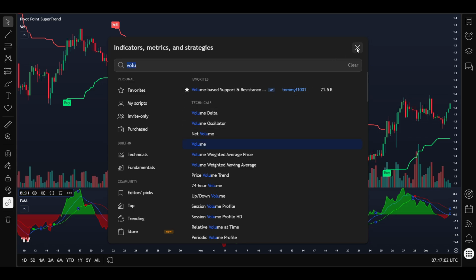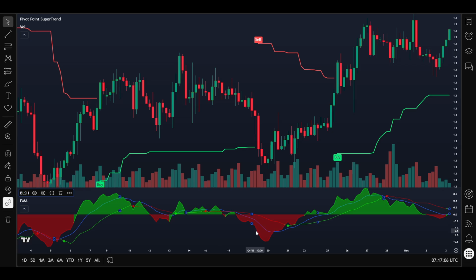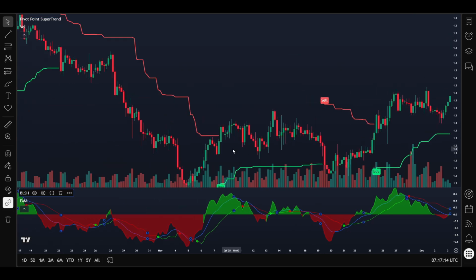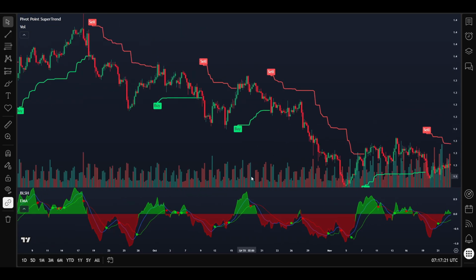4 tools, 4 jobs. BLSH combines MACD, RSI, EMA into a single momentum and condition read. The overlaid EMA becomes our precise trigger line. Pivot Point Supertrend defines the higher time frame trend, and Volume confirms that participation is strong enough to push price.